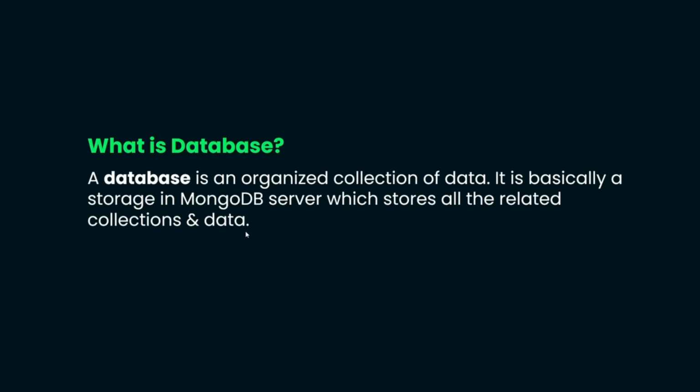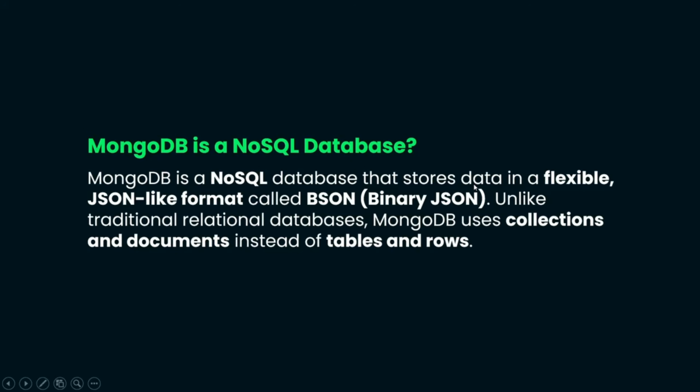Here, customers, products, orders, all these data are related to your e-commerce website. So all these data will be stored inside a single database in different collections. And that's why we say that a database is an organized collection of related data. Also, MongoDB is a NoSQL database. That means it stores data in a flexible JSON-like format called BSON. And unlike traditional relational databases like MS SQL, MySQL, or Oracle, MongoDB uses collections and documents instead of tables and rows. And we have already learned this theoretically in the very first lecture of this section.